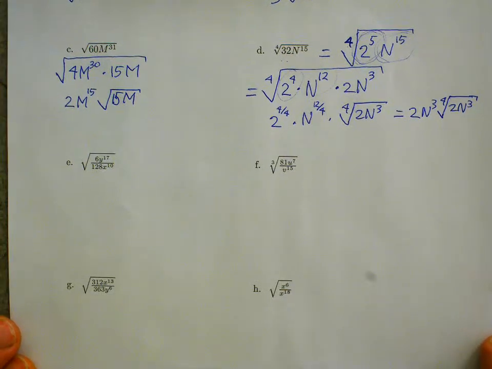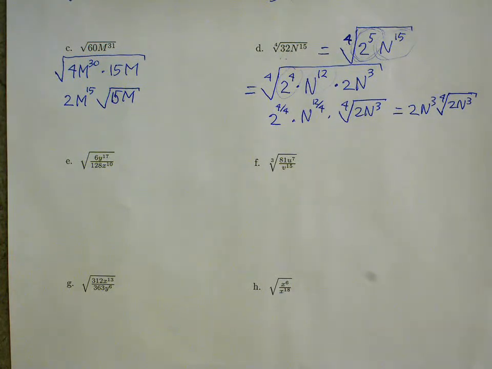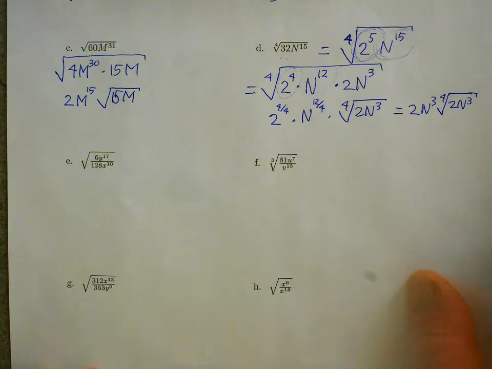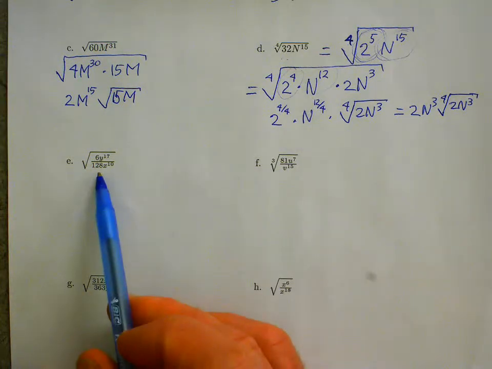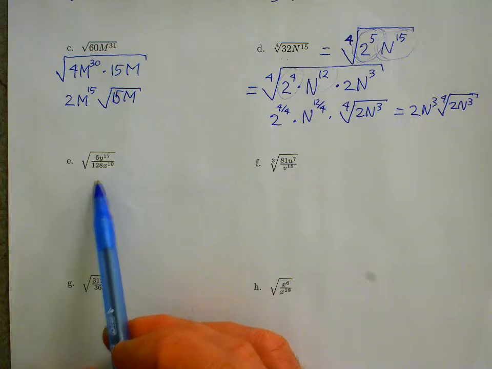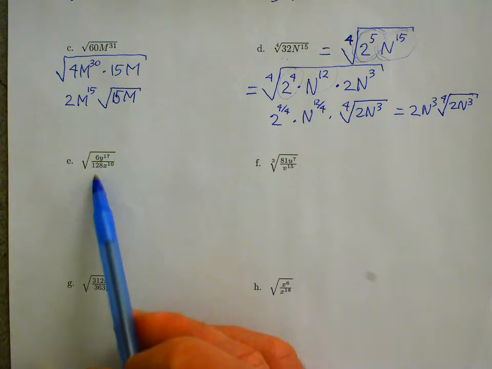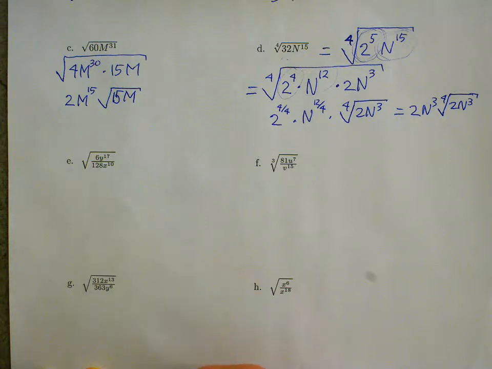So part E, simplify the square root of 6y to the 17th divided by 128x to the 10th. Notice that the rational expression inside the square root can be simplified. 6 over 128 can be written in lower terms.